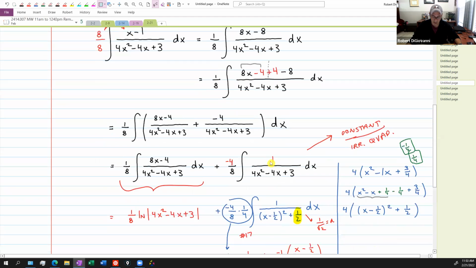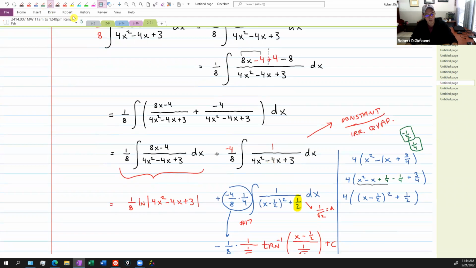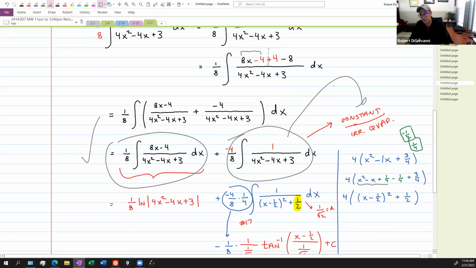And when you do this, guaranteed, you're always going to get 2 integrals. The first one will be easy. The second one, you'll have to go and complete the square. What's next then?